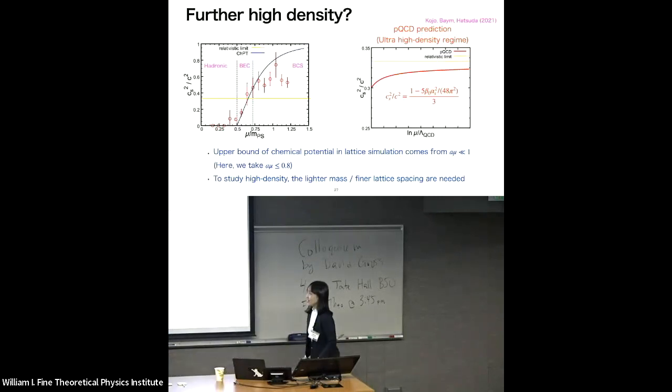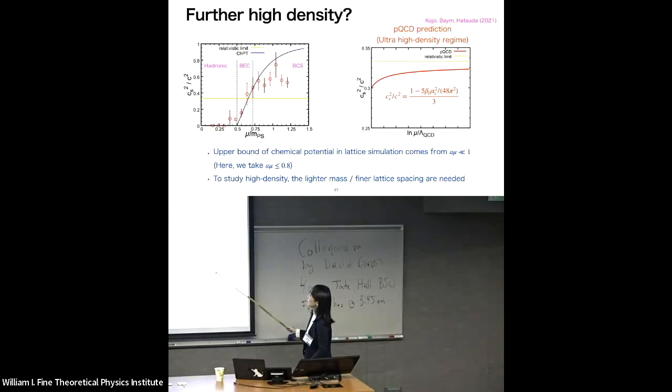Okay. And I think you would like to know what happens in the further high density region. Actually, we have an upper bound on the chemical potential in the lattice numerical simulation. It comes from the requirement that mu in lattice units should be smaller than 1. Otherwise, our numerical simulation data suffer from large discretization error. So this is the upper bound in our simulation. To study the higher density region, we have to perform a lighter mass simulation to obtain a small pion mass, or a finer lattice simulation to keep this constraint. But both directions need expensive calculations, so we cannot do it immediately.